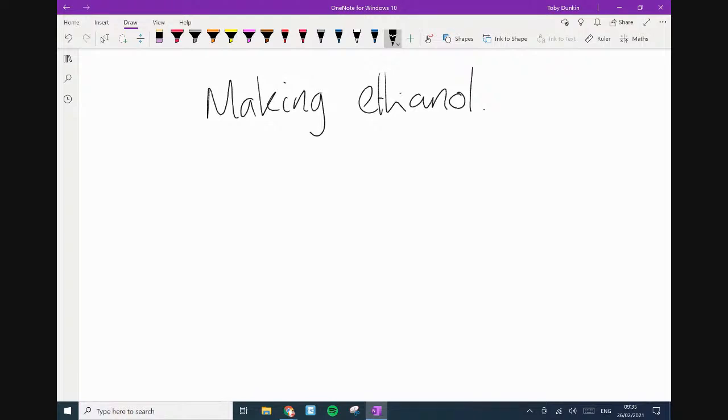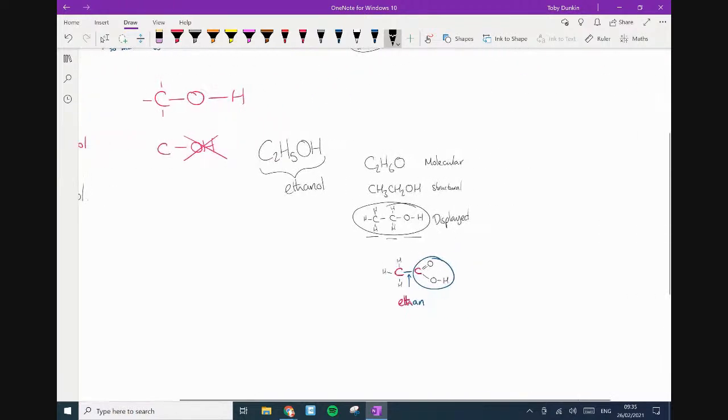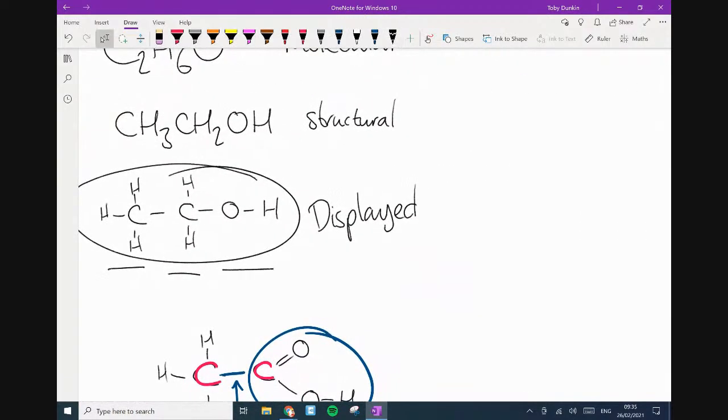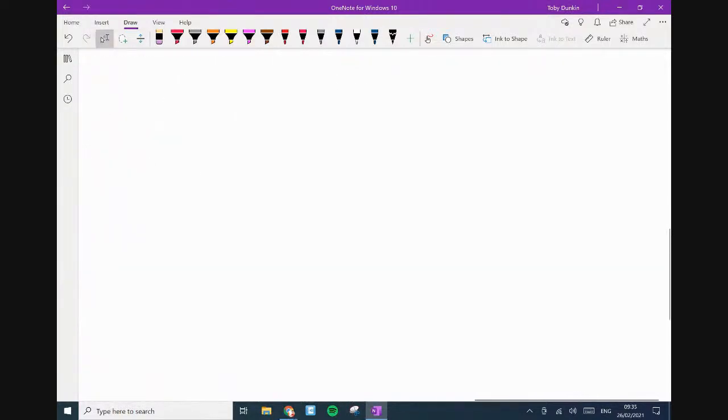Why do you use structural instead of displayed? I can tell you why, because in order to draw something out, you need lots more space. If they ask you to give the equation and they just give you one dotted line, you're not going to have the space to draw it. So you have to then convert it to structural.